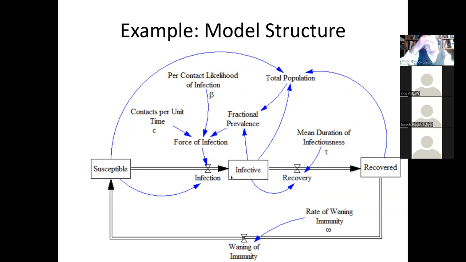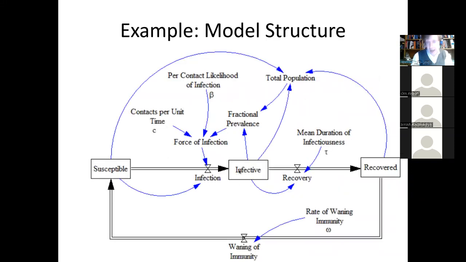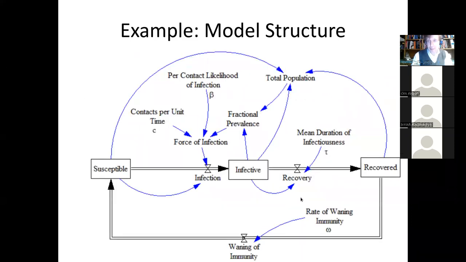Yeah, it's the flow between S and I. It's this flow here. There's a force of infection times the susceptible. That's exactly what this is. So by the way, this is an inflow to infective. What does this term correspond to in this model?